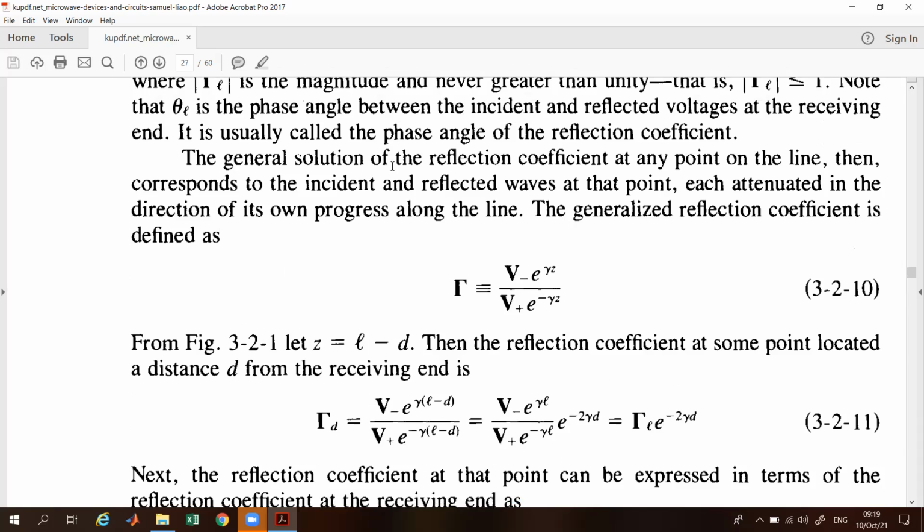So the general solution of the reflection coefficient at any point on the line corresponds to the incident and reflected waves at that point, each attenuated in the direction of its own progress along the line. The generalized reflection coefficient is defined as V minus e raised to the power gamma Z divided by V plus e raised to the power minus gamma Z, where Z is L minus D.